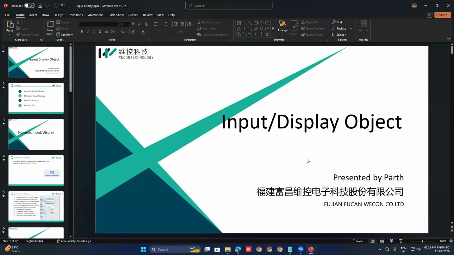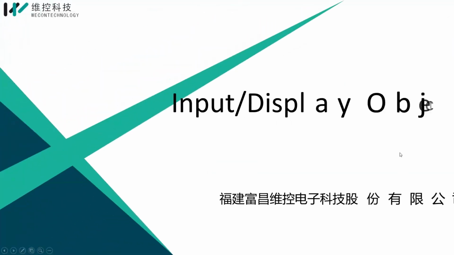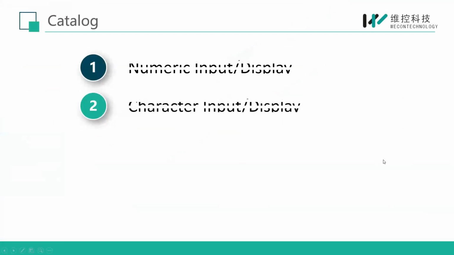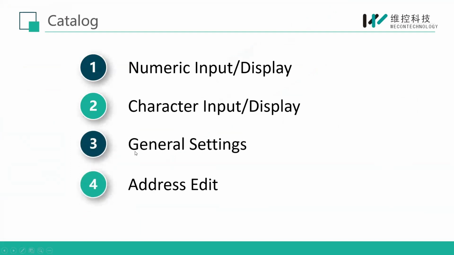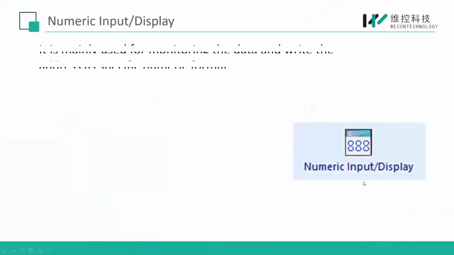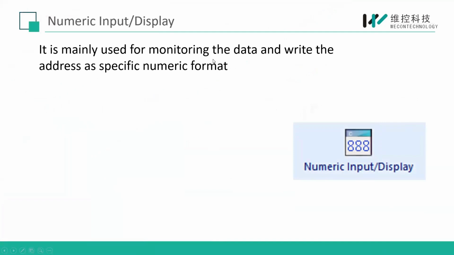So our second part is input display objects. So let's just start. We are discussing these two displays, the numeric input display and the character input display, along with general setting and address list. These four topics will be covered right now in this PPT. It is mainly used for monitoring the data and writing to an address in a specific numeric format.